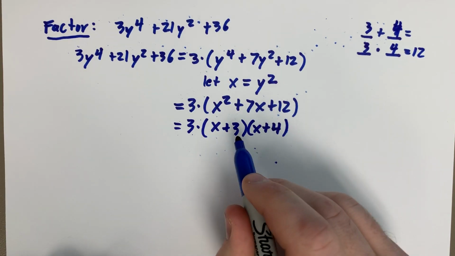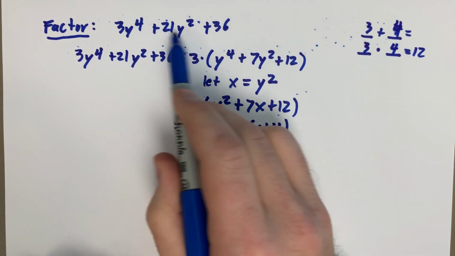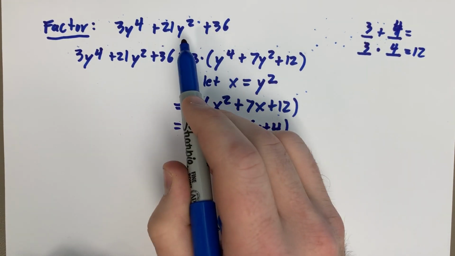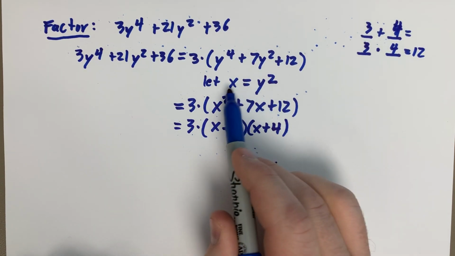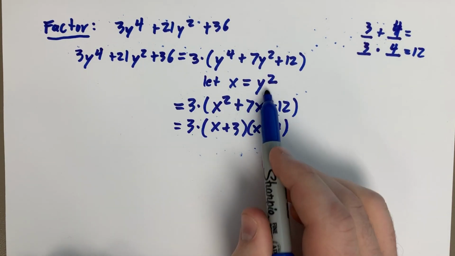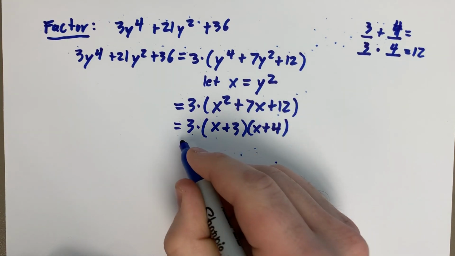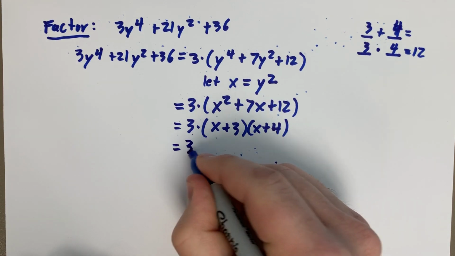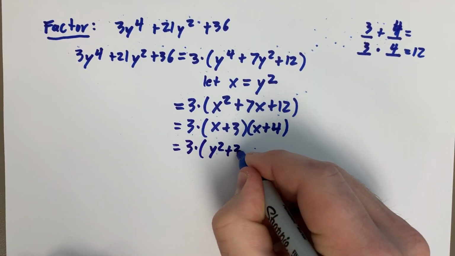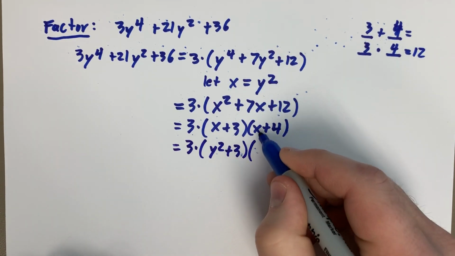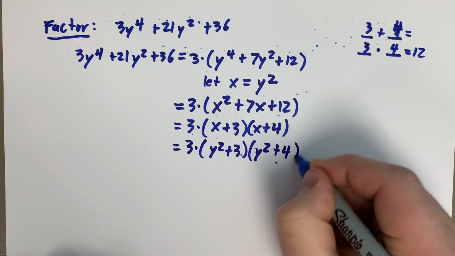You might be tempted to stop here, especially with the substitution of x. However, remember our original expression was in terms of y. So we want to have y stuff here. How do we get it back? Well, we just refer to our substitution. So every place I see an x, I'm going to replace it back with y squared. So doing that gives me 3 times the quantity y squared plus 3 times, well, I'm replacing this x here with this y squared. So that gives me y squared plus 4.